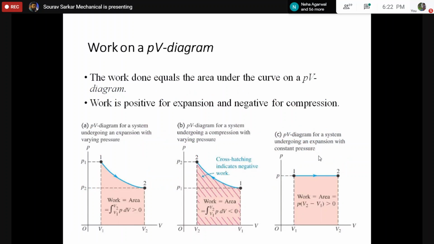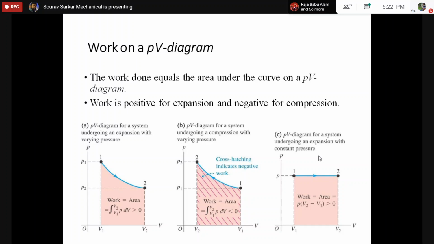Now, another important thing, which is very crucial, is what is called the sign of the work. Sign means: is it positive or negative? What is the definition of work? Whenever a piston is expanding, it is doing work on the surroundings. So basically it is transferring energy from its inside to the outside. Any kind of expansion work is considered positive.